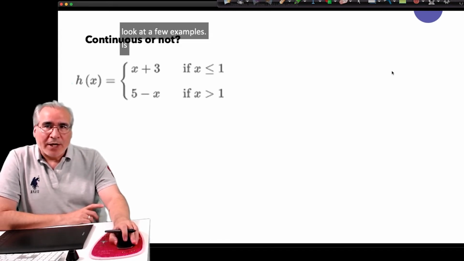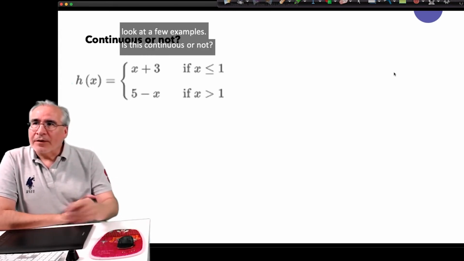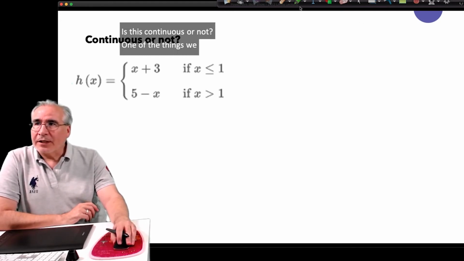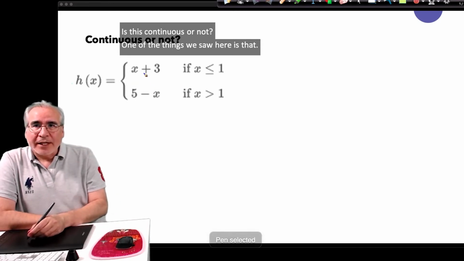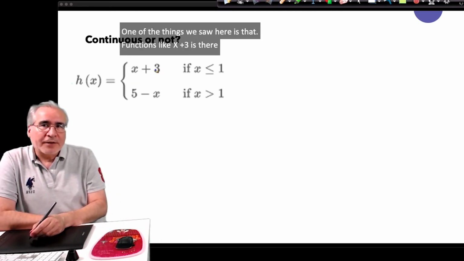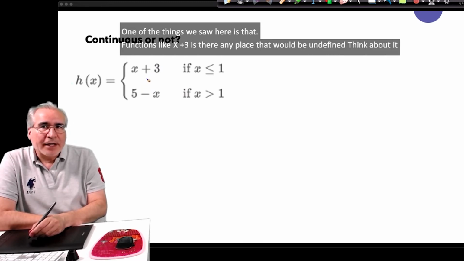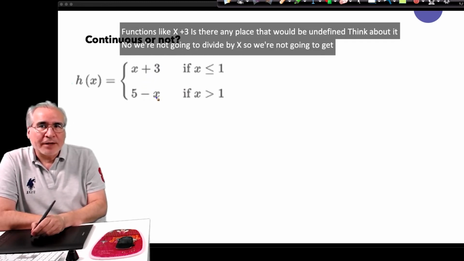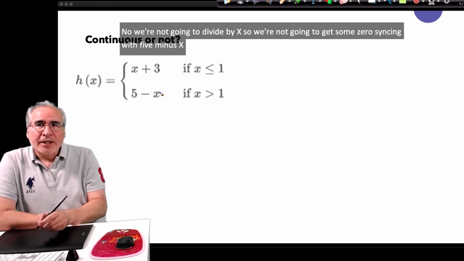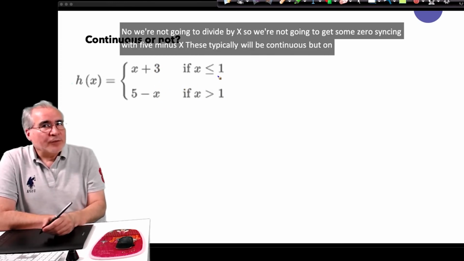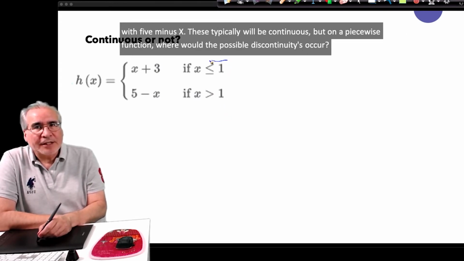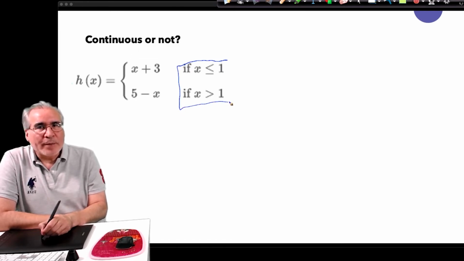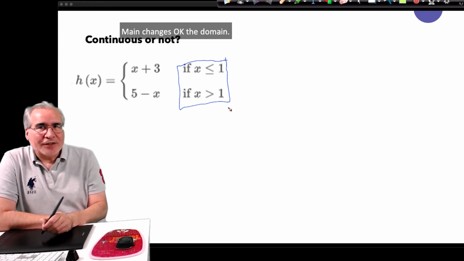Is this continuous or not? Now, one of the things we saw here is that functions like x plus 3, is there any place it would be undefined? Think about it. Well, no, we're not going to divide by x, so we're not going to get some 0. Same thing with 5 minus x. These typically will be continuous, but on a piecewise function, where would the possible discontinuities occur? They'll occur here where the domain changes.